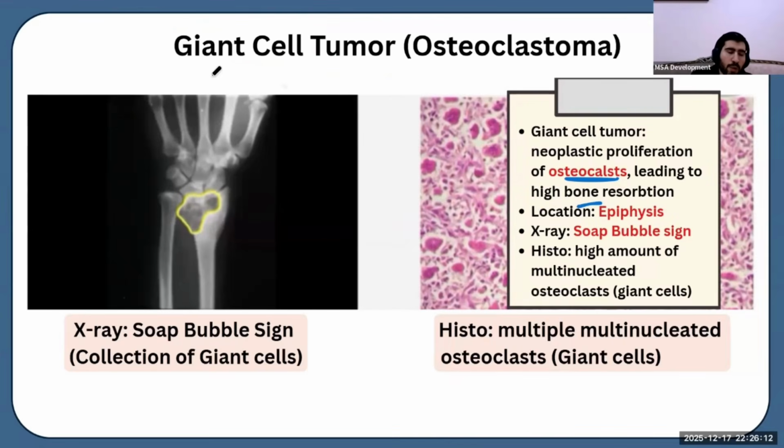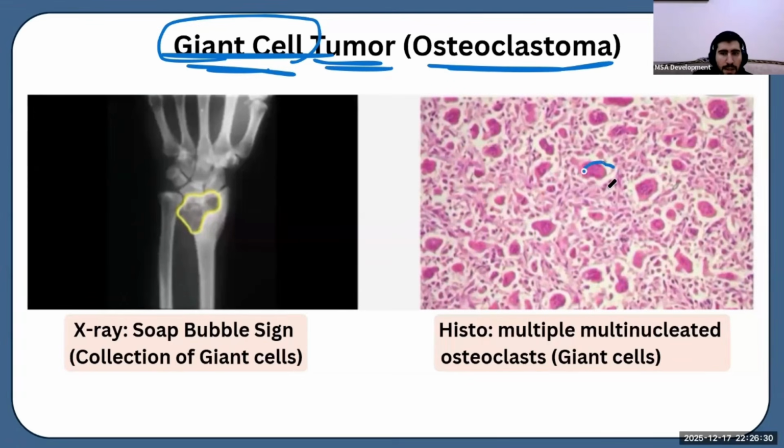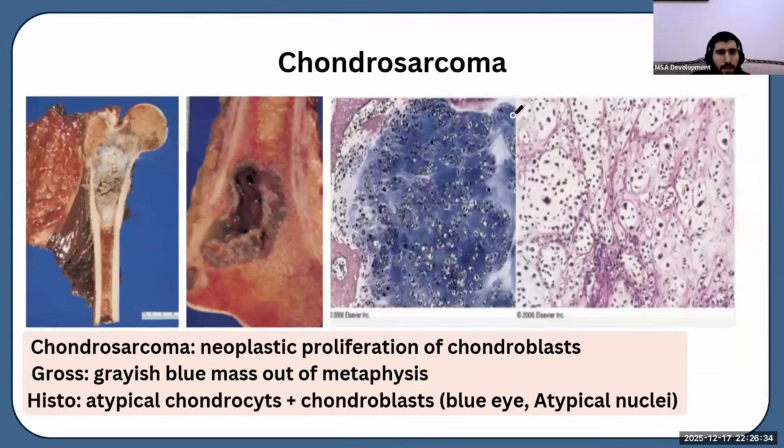In contrast to osteosarcoma, it is in the epiphysis, so it's above the epiphyseal plate. On an X-ray, if you have giant cells, which are osteoclasts, destroying the bone, we will have this soap bubble sign. So giant cell tumor will have soap bubble sign. And on histology, we have a high amount of multinucleated cells, which are osteoclasts.